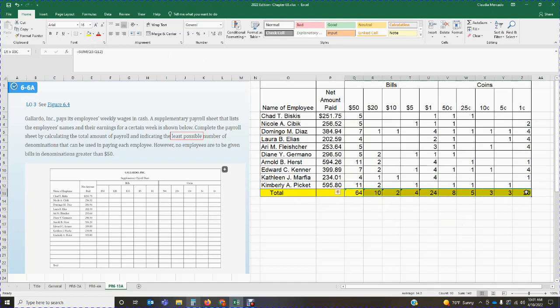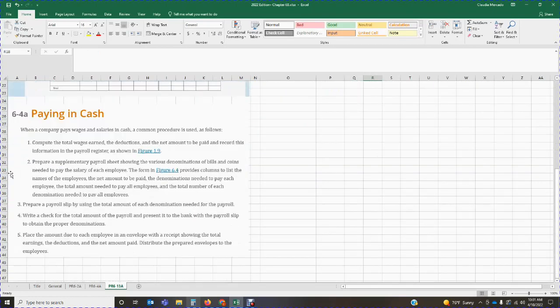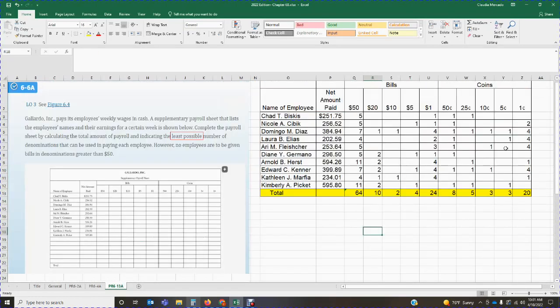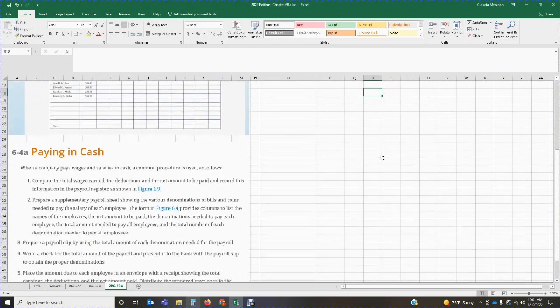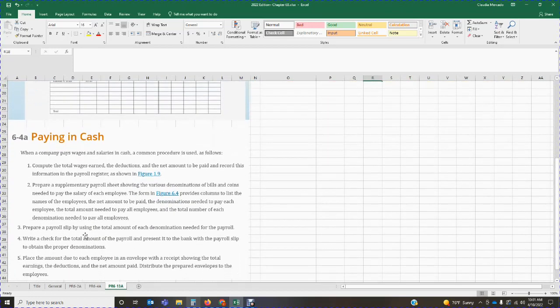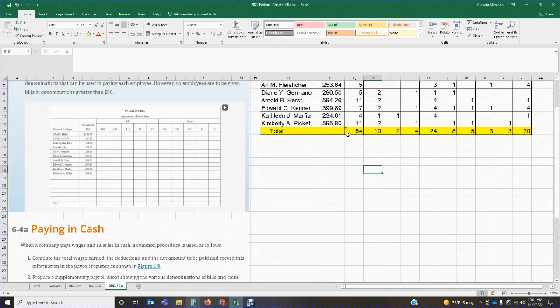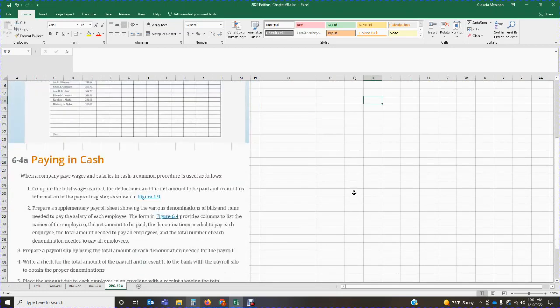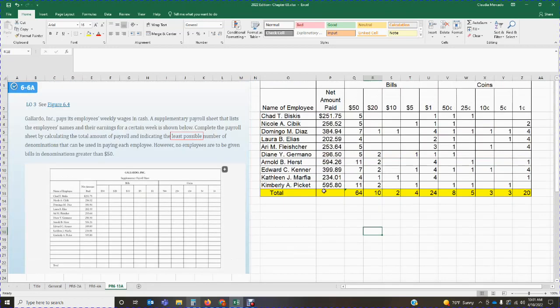Okay, so be very, very careful when you do your addition. Make sure that you are adding all of the rows, everything is included. Okay, and now all you do is, once you're done, this is step number 2: you prepare the supplementary payroll sheet, which is what we have done here. Then you prepare a payroll slip by using the total amount of each denomination, which is what we have highlighted here. Okay. Needed for the payroll, you write yourself a check for the total.